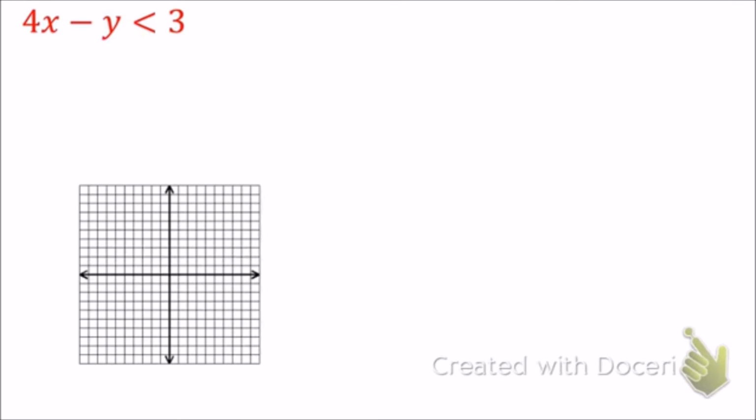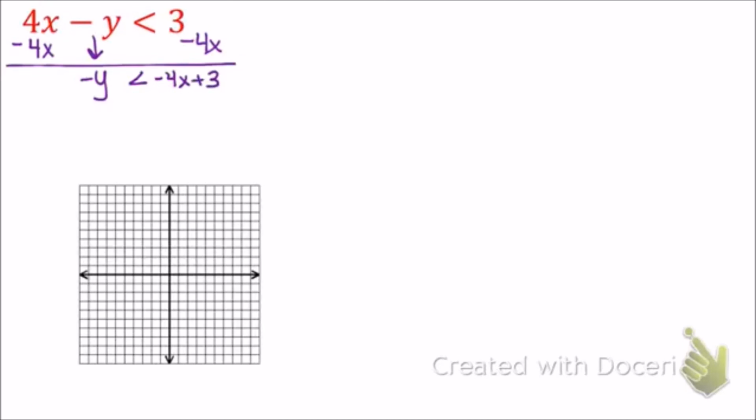We're going to graph this linear inequality: 4x minus y is less than 3. We're going to begin by, first step, putting it in y equals form, or slope-intercept form. So I'm going to subtract 4x from both sides of the inequality, bring down this negative y, don't forget that that's a negative y, bring down the less than sign. And then I want x in front, so I'm going to put negative 4x in the front and then plus 3 in the back.